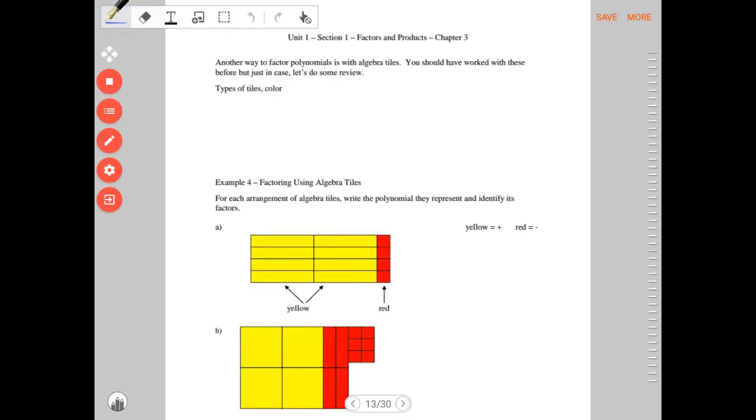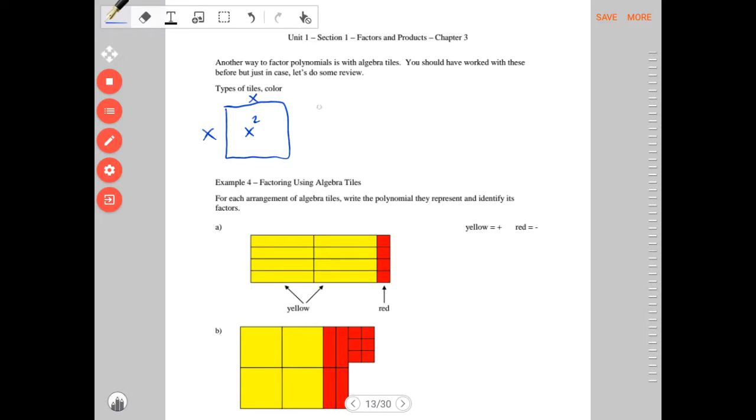Okay, so another way to factor polynomials is with algebra tiles. And you should have worked with these before, but just in case, let's do some review. These big squares are x squareds. The side length is x and x.